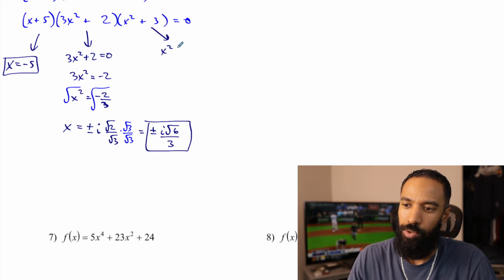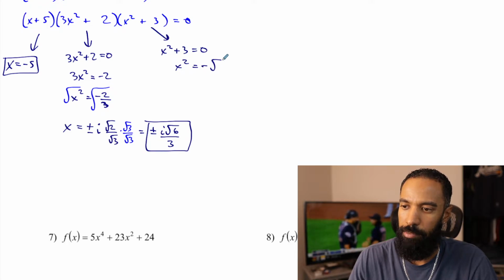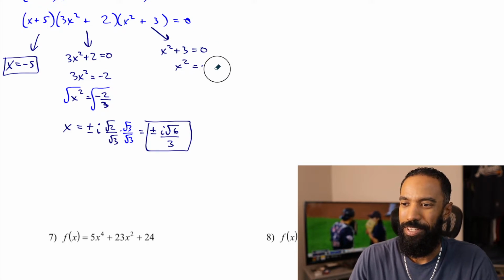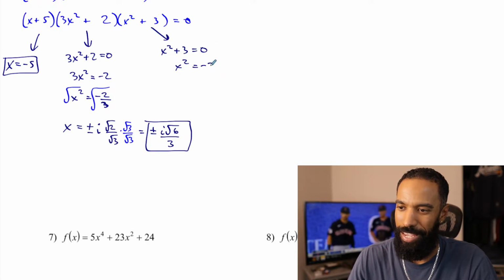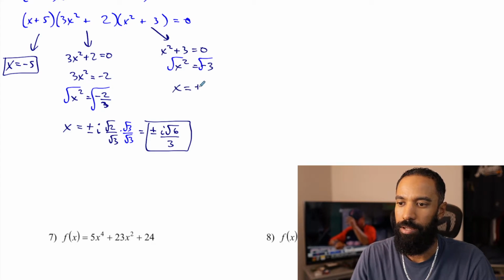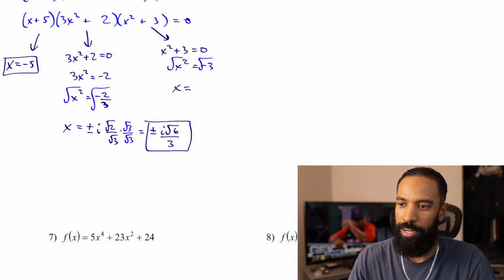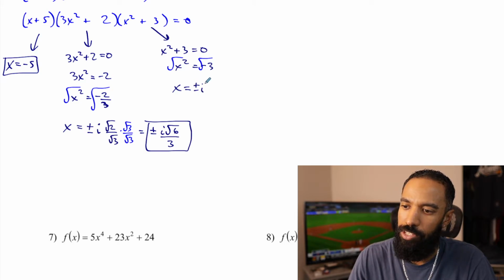The last 2, x squared plus 3 equals 0. Let's subtract 3 and take the square root of both sides. Whoops, thinking ahead of myself. Negative 3, take the square root of both sides. And it's just plus or minus i root 3. That's a blend between an i and a square root here. Plus or minus i root 3.